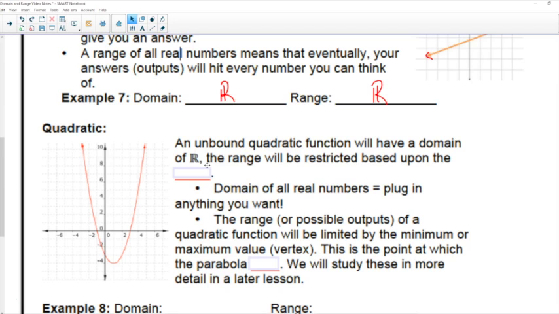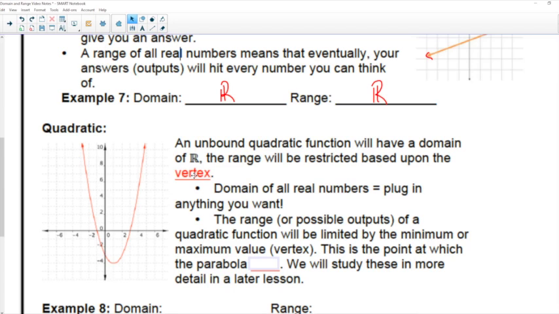The range is going to be restricted because remember, your range is your possible y values, and your parabolas always have that bottom value, that minimum. We call it the vertex. That is going to define what your range is. Your range is going to be based on the vertex.